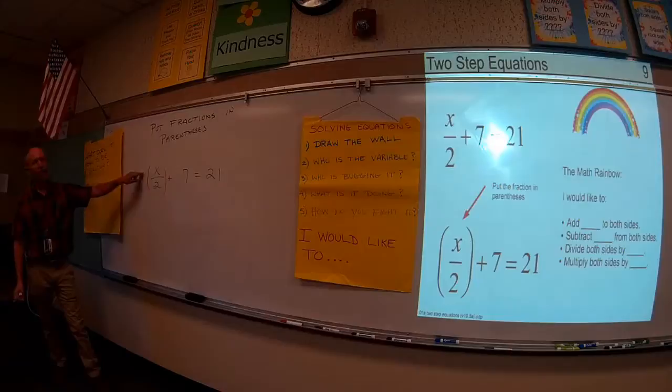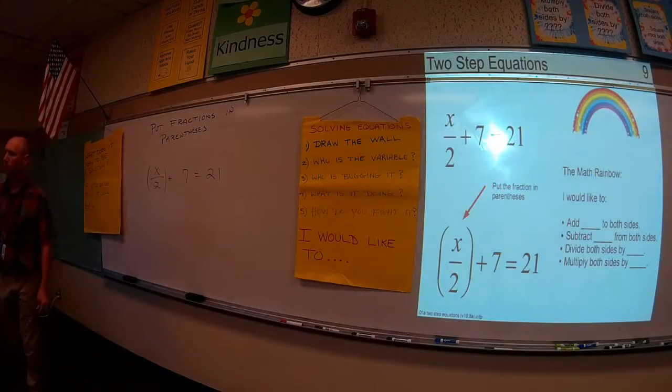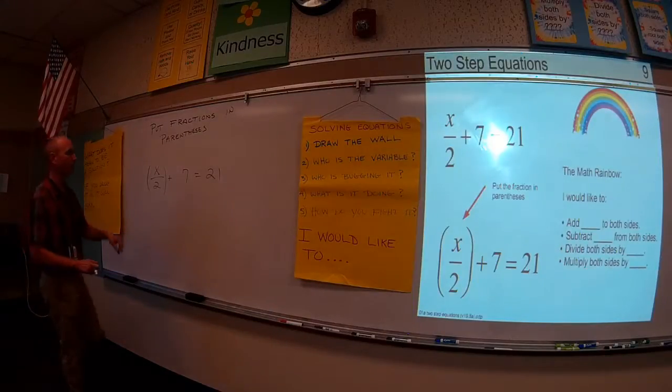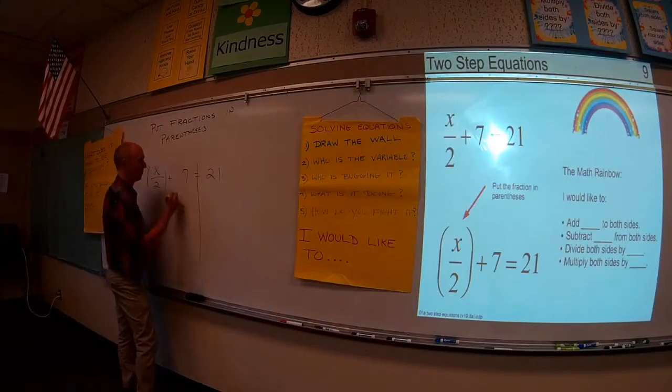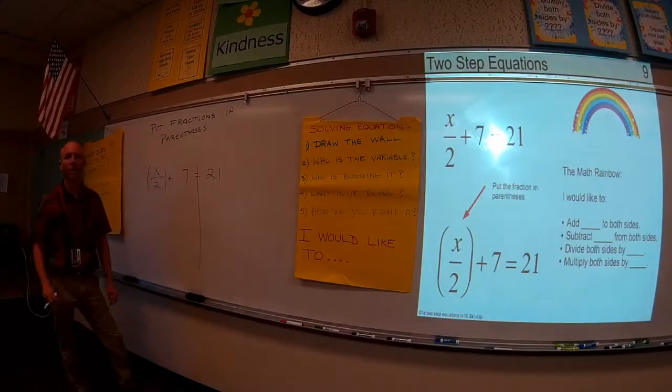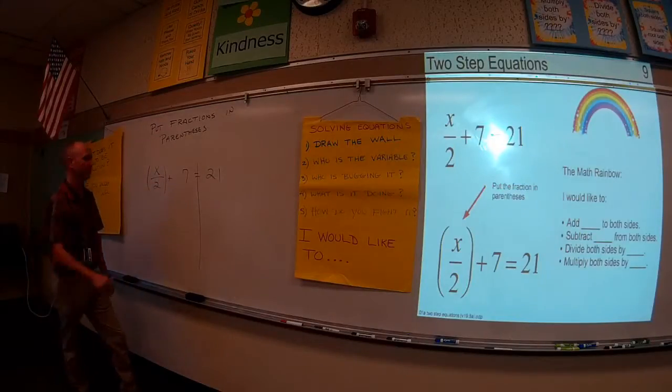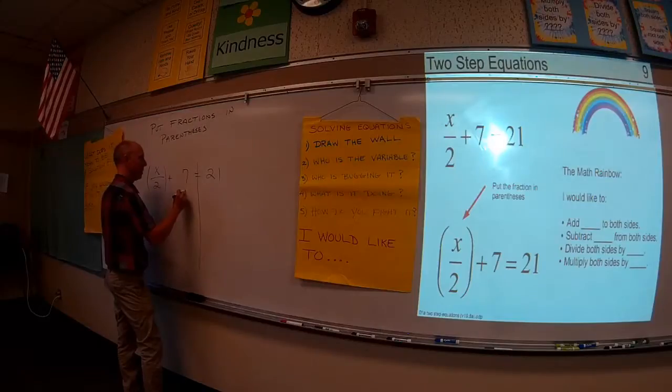And when I put something next to it, it's indicating multiplication. Who do I need to deal with first? I feel like Bradley. 7. 7. How do you want to deal with that 7? Subtract it from 21. Give me a rainbow poster. What would you like to do? Subtract 7 from both. I would like to subtract 7 from both sides. Good.